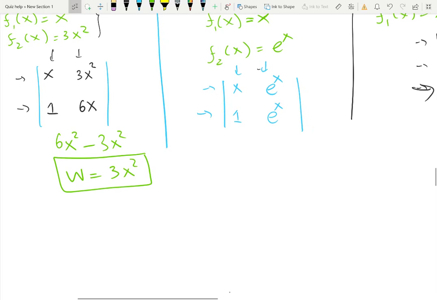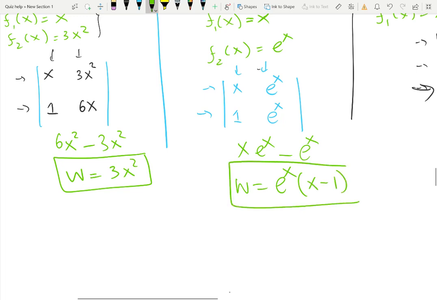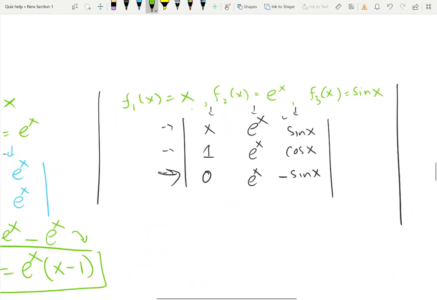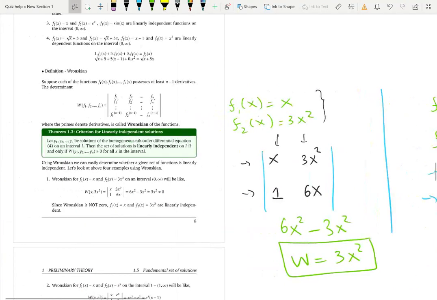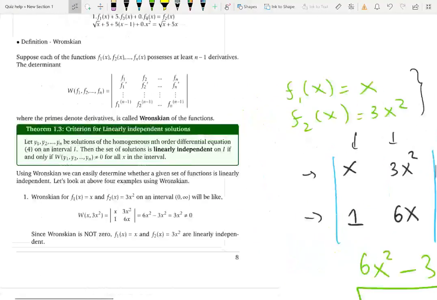Here let's take the determinant. So x times e to the x minus 1 times e to the x. If you simplify, we can take e^x out, so then x minus 1. This is the Wronskian. I just factored e^x out and this is what we get. I'm not going to find the Wronskian of these 3 by 3 matrices. You can do them by yourself as an exercise. We learned how to do that in the previous quiz.